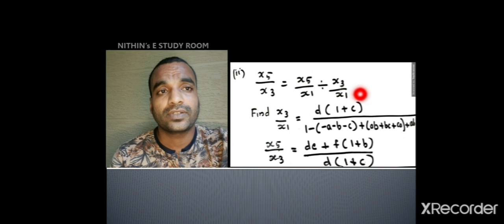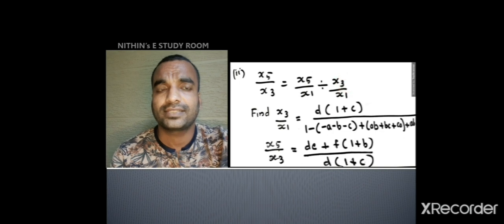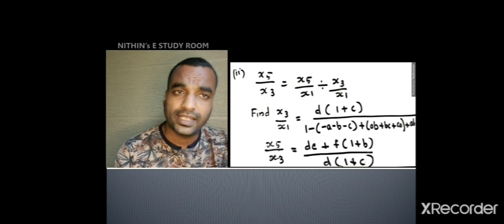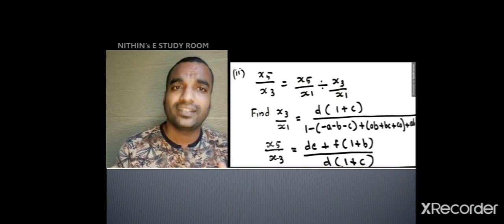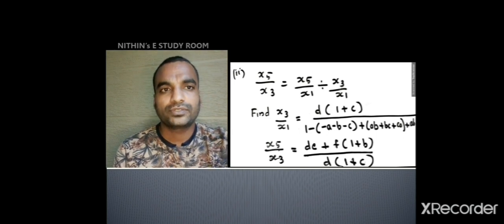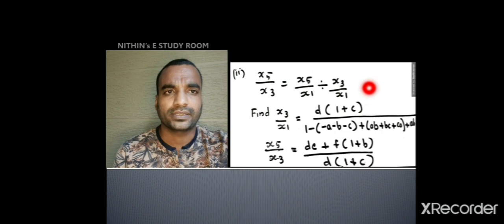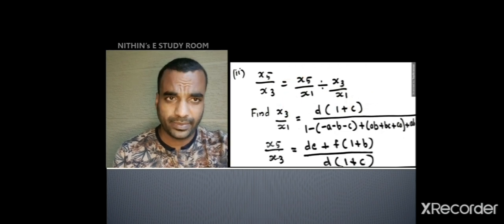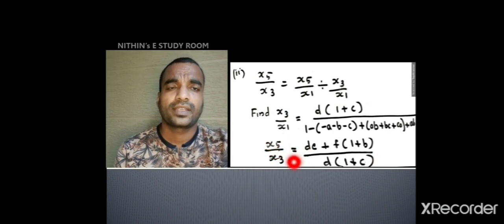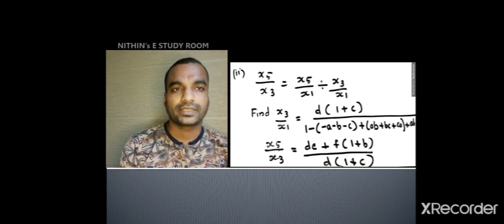So x3 by x1, that you can find, because x3 is not a perfect output node, but you can just convert it into an output node by assuming a path of unity gain, like I already explained. And x1 is an ideal input node. So x3 by x1 is output by input, so you can apply Mason's gain formula. First you should find x5 by x1 and x3 by x1, and then you perform this operation, x5 by x1 divided by x3 by x1. So this will be the final answer for x5 by x3. I have given all the answers. You have to check it as homework because it will take some more time.